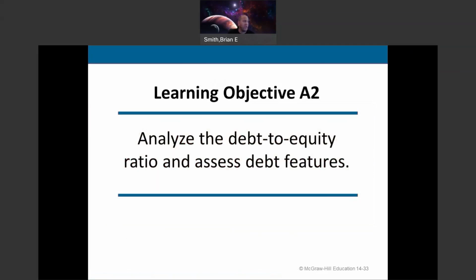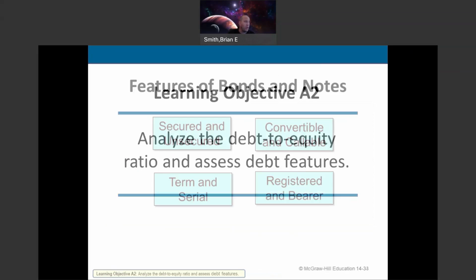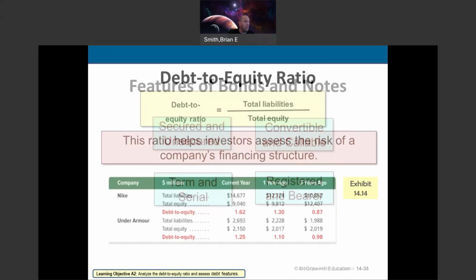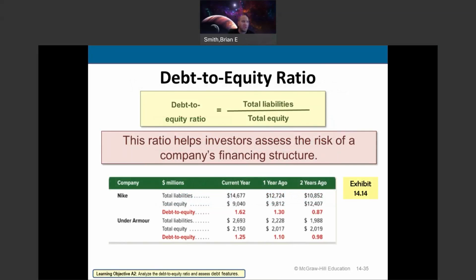Analyze the debt to equity ratio and assess debt features. This is important, especially for your end of the semester project that you're going to be working on and knowing how to do this, okay? So what we're doing for our debt to equity ratio is we're taking our total liabilities, dividing by our total equity. And there is not necessarily a fast number that is the absolute correct. It really depends on the industry. Depends on other companies.